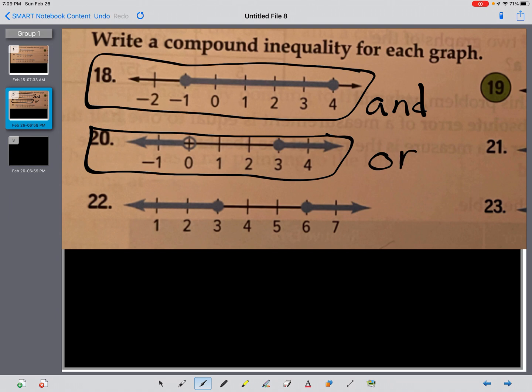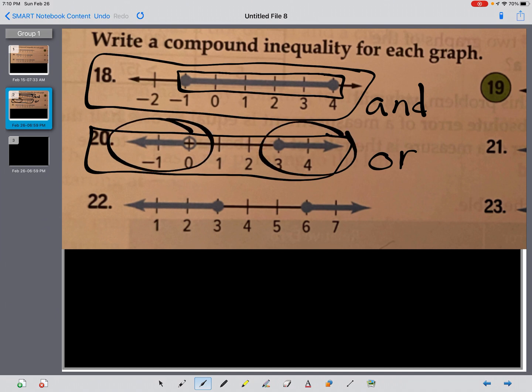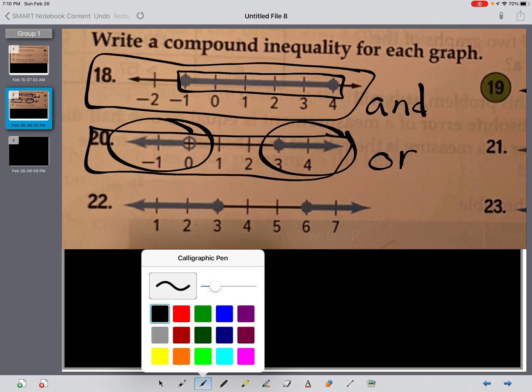Okay, so the reason the first one is an AND scenario is that the value of the variable can include all of these number values that are pictured in the image on that graph. And the OR scenario, we have one direction on the number line or another direction. Let's see what they look like when you write out the inequality, starting with number 18.